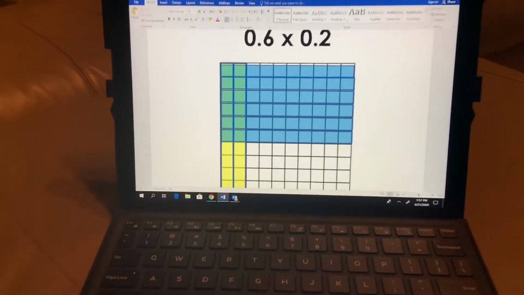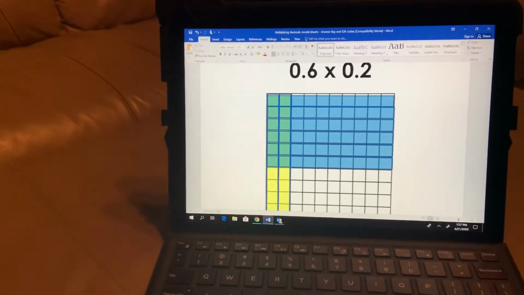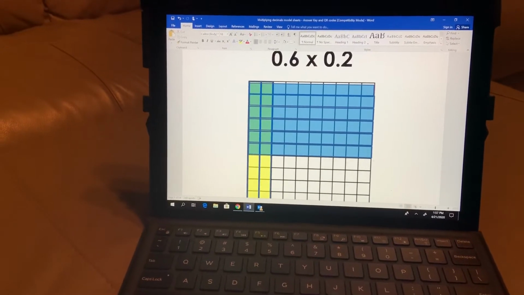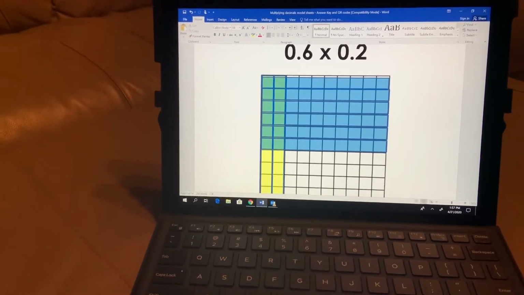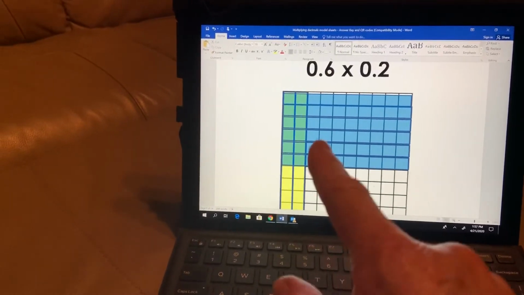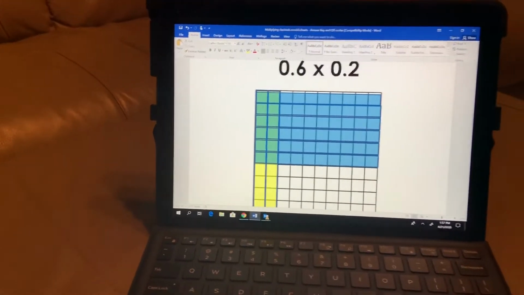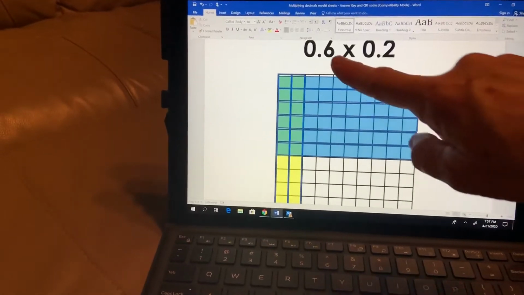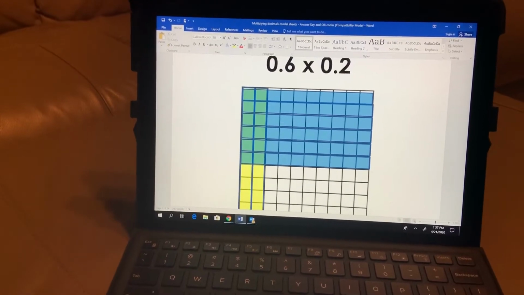As represented in this model, we have 6/10 in a horizontal fashion. There's 6 shaded in blue lines out of a total of 10, so that equals 6/10. And then vertical, you're going to see 2 yellow lines out of a total of 10 vertical lines, so 2/10. So 6/10 times 2/10. The answer is going to be the overlapping area, and so it's smaller than both of those factors. And the answer will be 12 hundredths.